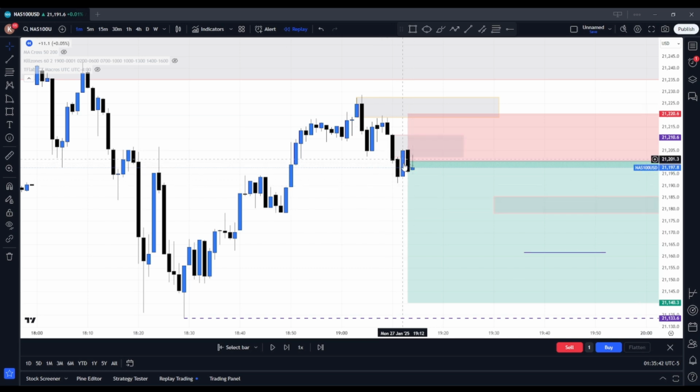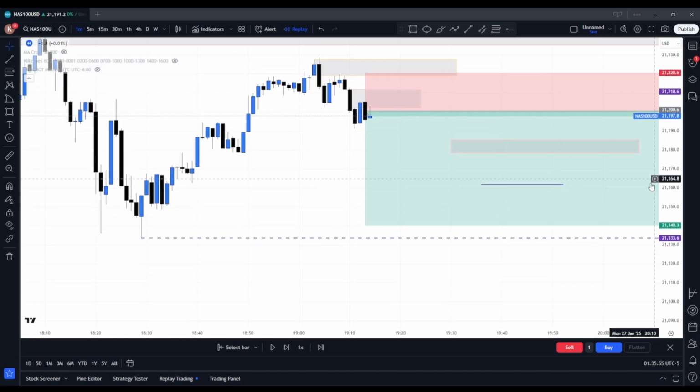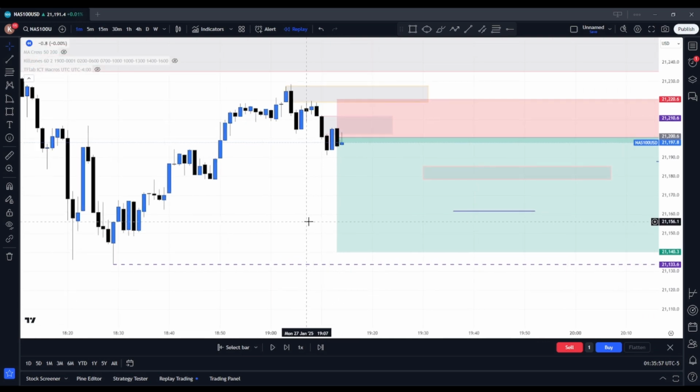But as you can see, I entered around right here. So I obviously mark out the fair value gap. I'm expecting this to hold. This is my entry point. I'm expecting this to hold. I put my stop at around 20 points. I'm aiming for sell side liquidity down here.